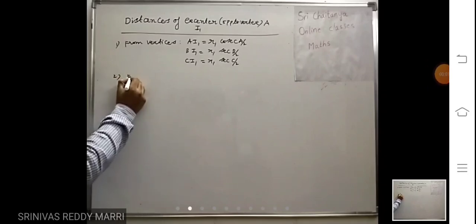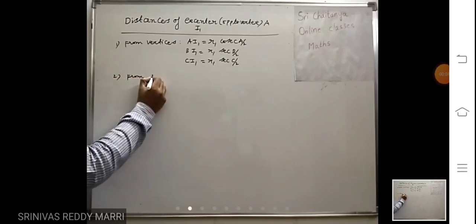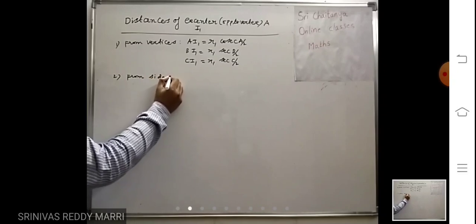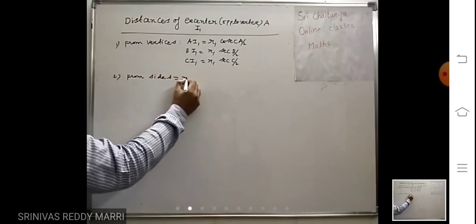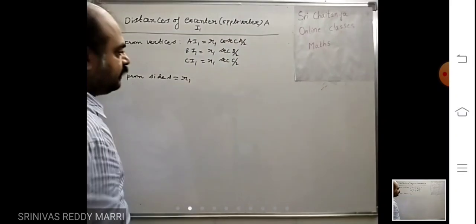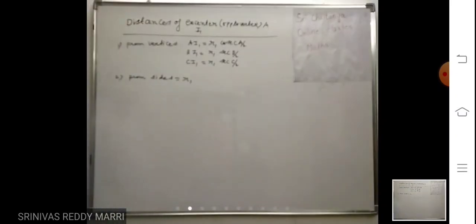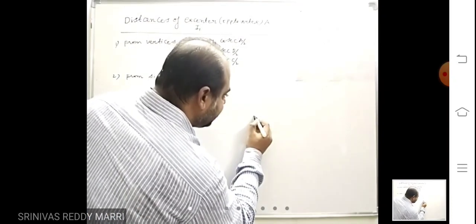Look at from sides. From sides it is R1 only. Perpendicular distance of I1 to the side BC, to the side CA, to the side AB, it will be equal to R1. Look at here. I have already discussed what is meant by excenter.